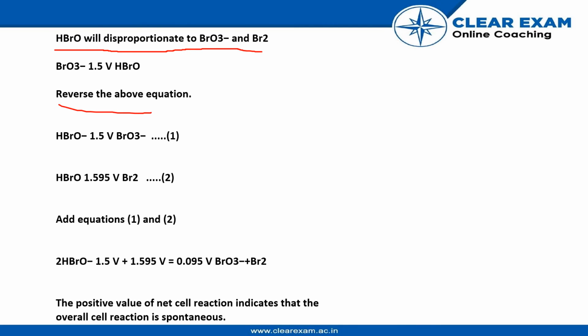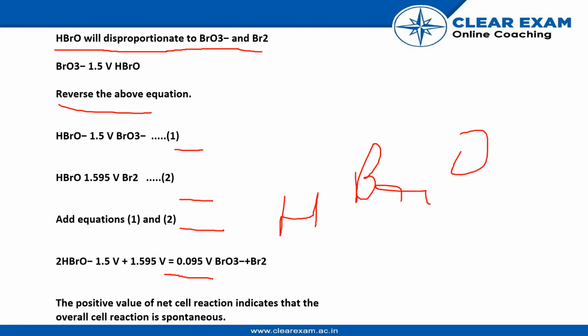Reverse equation. So it is one, two equation. Then we have to equate them. The positive value of net cell reaction indicates the overall cell reaction is spontaneous. So it is spontaneous. So HBrO is the correct answer. So answer 4 is correct. Thank you.